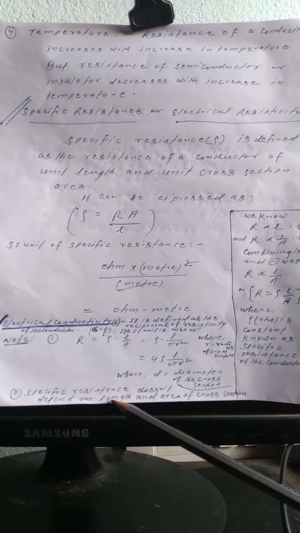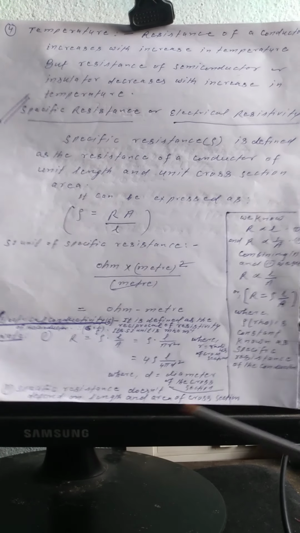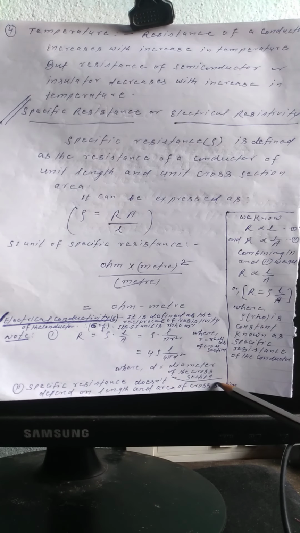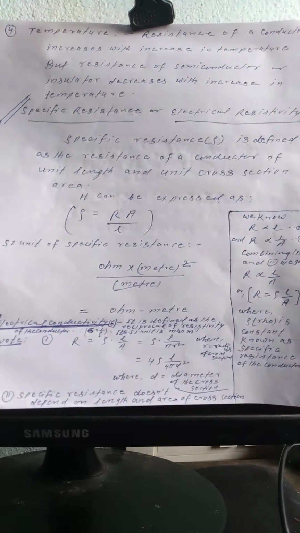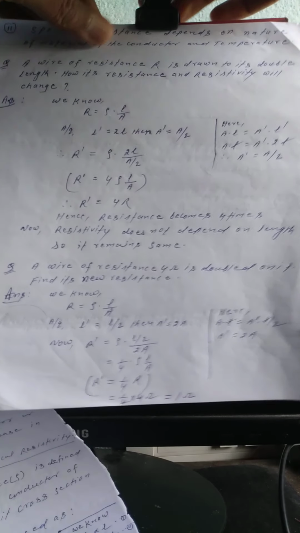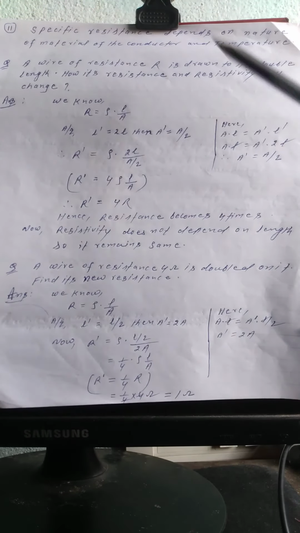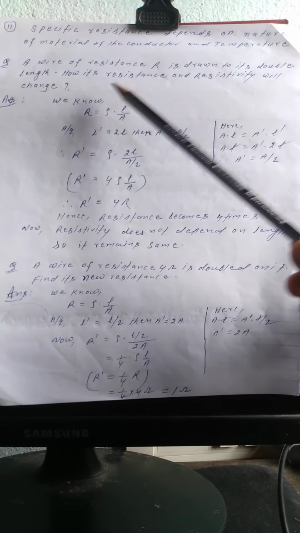Now specific resistance doesn't depend on length and area of cross section. It only depends on temperature and nature of the material. So specific resistance only depends on nature of the material of the conductor and temperature.